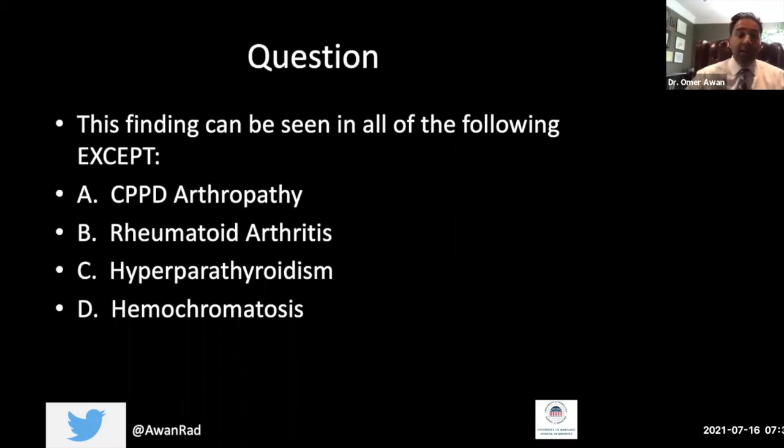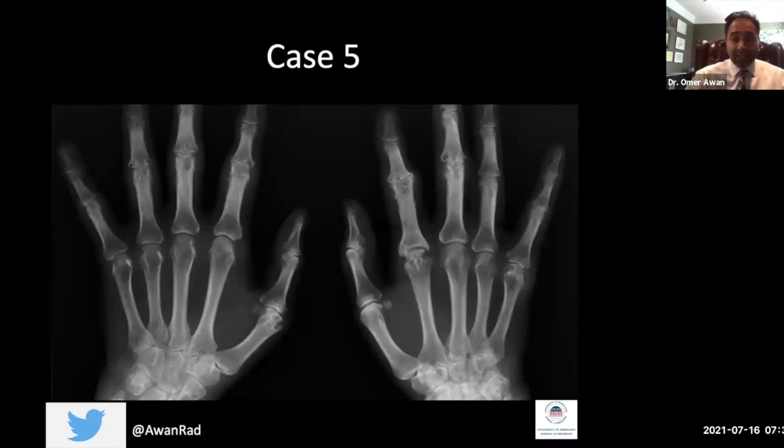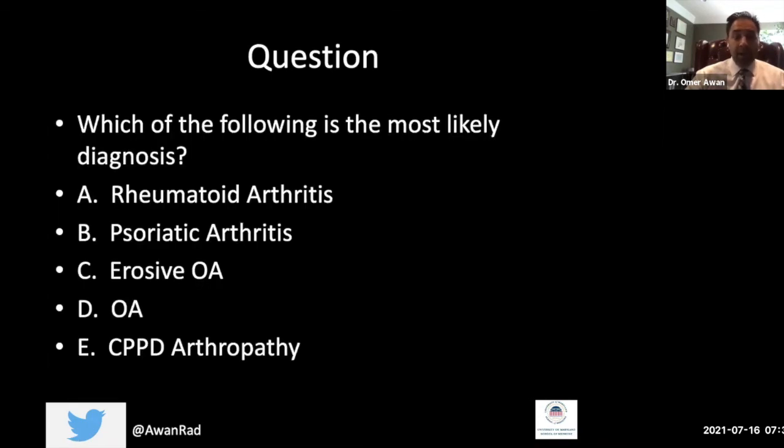And then finally, the last case, this was a case I showed earlier, bilateral hand radiographs, okay? The question is going to be, what's the most likely diagnosis based on the findings that you see, okay? Is it RA, psoriasis, erosive OA, OA, or CPPD arthropathy, calcium pyrophosphate deposition arthropathy? Which one is it?